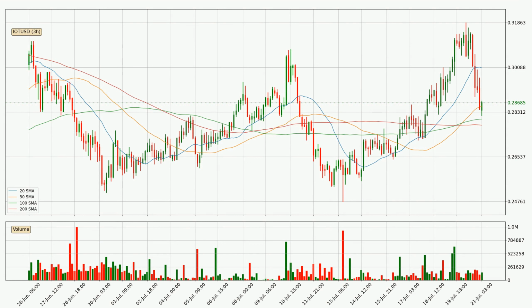If the price bounces off the 50 SMA, which is currently at 28.5 cents, it could be seen as a support, and the 20 SMA that is at 30.1 cents could be seen as a resistance to the upside. Breaking either way signals a possible further move to the corresponding direction.